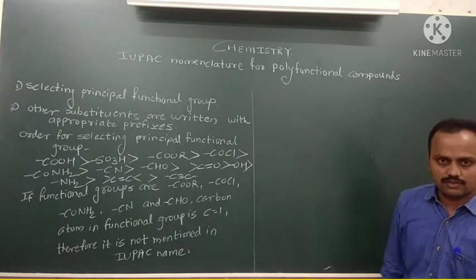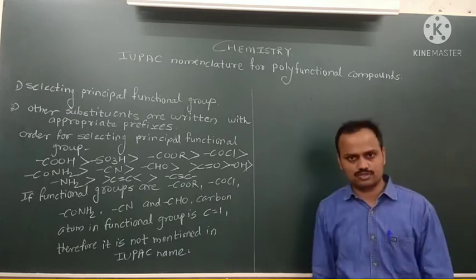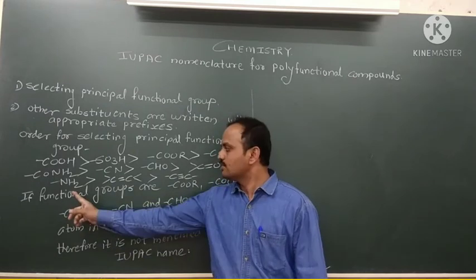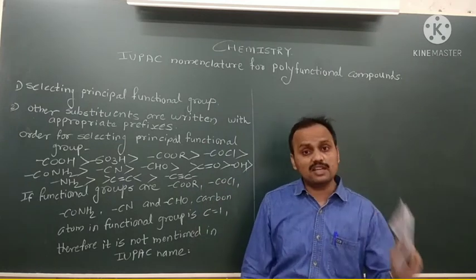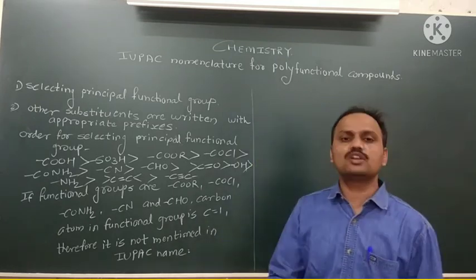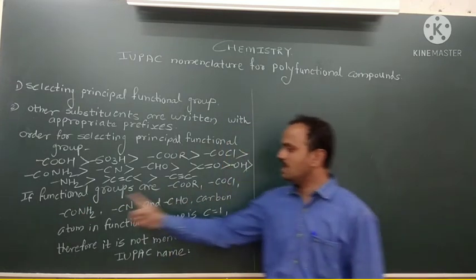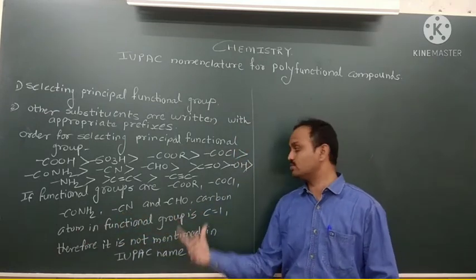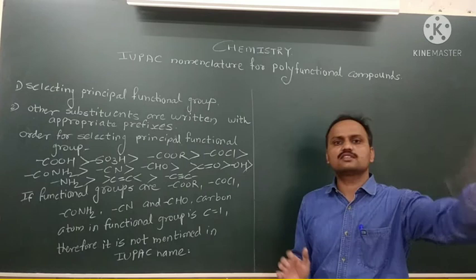By using this order, we will write some examples and give names to these compounds. Sometimes what happens is that, while numbering, carbon number 1 is not necessary to write. In some functional groups, COR, COCl, CONH2, cyanide and CHO, for these particular functional groups the carbon atom is always C1.